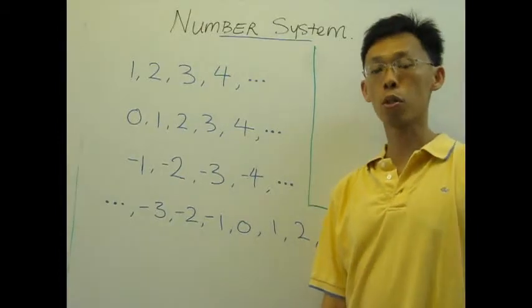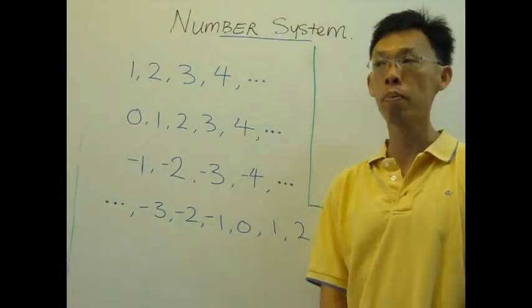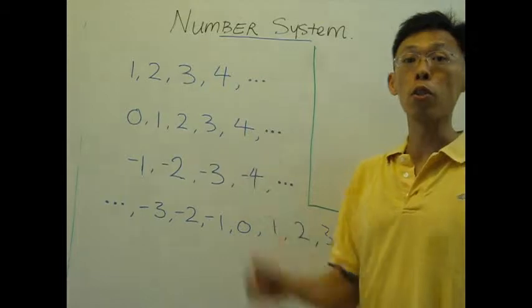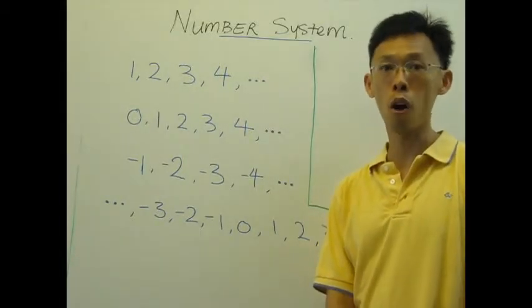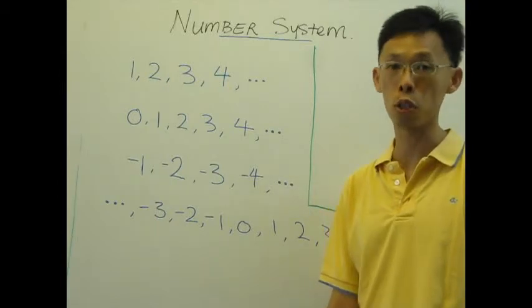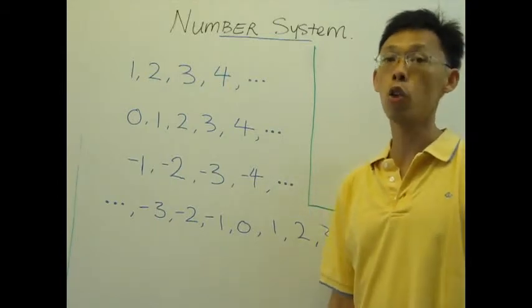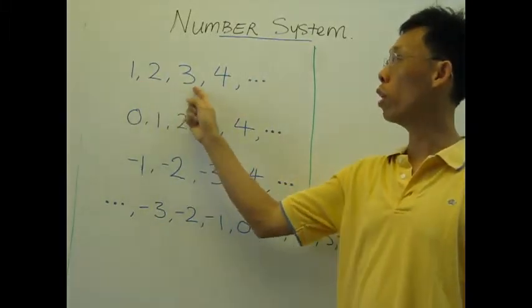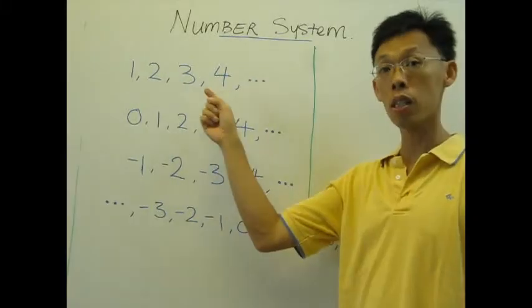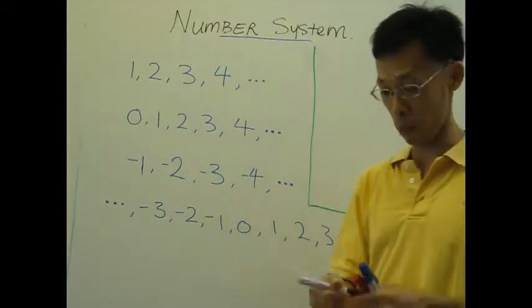Session of Ming's classroom. Today we talk about number system. Well, as you know, in mathematics, numbers are the basic building blocks of mathematics, or one of the basic building blocks, because when we count, we need numbers. Now, we have this number 1, 2, 3, 4. This is what we call counting numbers.